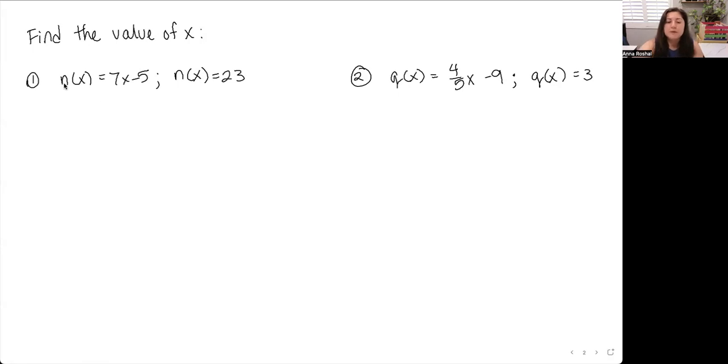Okay. So I know in here I have n of x and n of x, and they both equal two different things. So one of them equals this, one of them equals this. Since they're both n of x, and since both n of x's equal two different things, I can say that those two different things equal each other. In a sense that I can say 7x minus 5 is also equal to 23. And then this just becomes a two-step equation that I can solve, right?